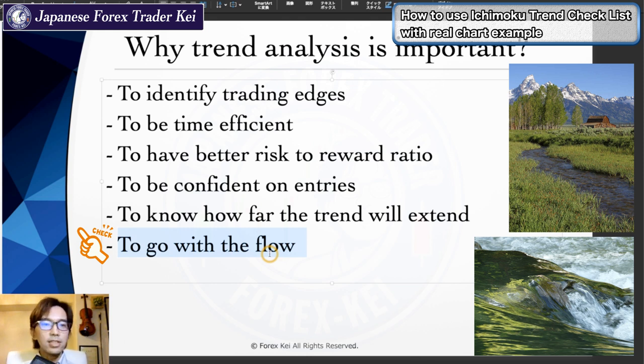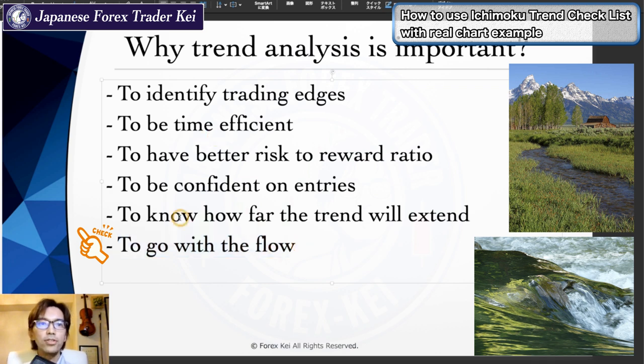So it's just like riding a bicycle or riding a boat, right? You can go with the flow, and with less energy, you make the most from the market. And that's another beauty of this trend analysis. And that's why capturing a trend is very important. Whether the market that you're looking at is in a trend or not is very important and crucial to taking trades every time.